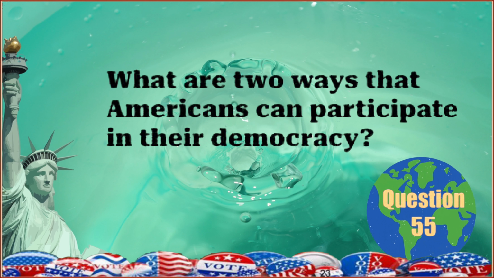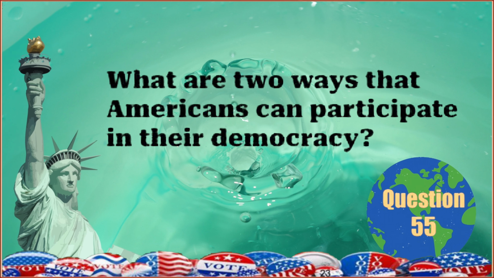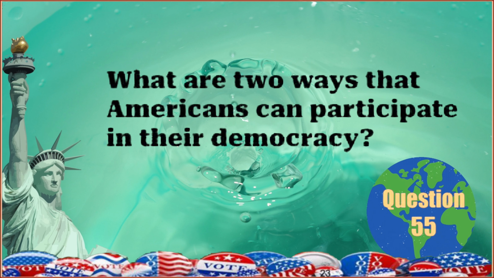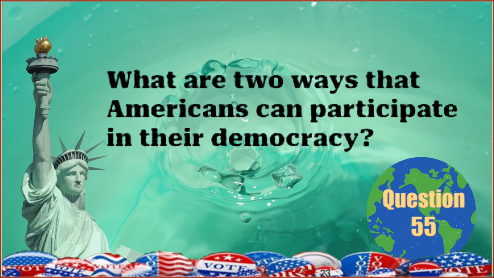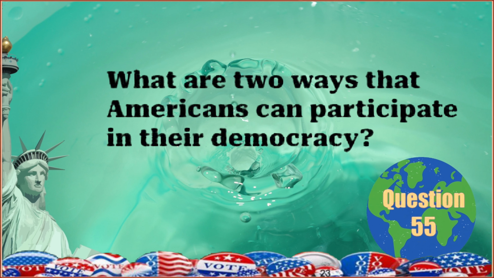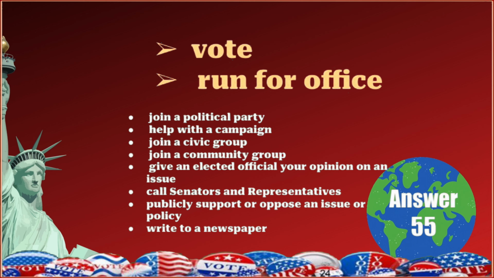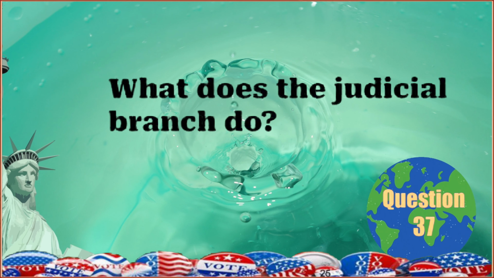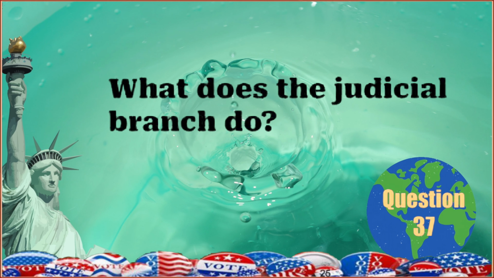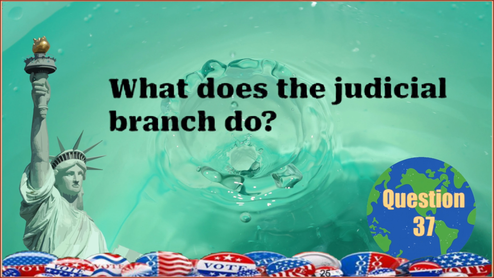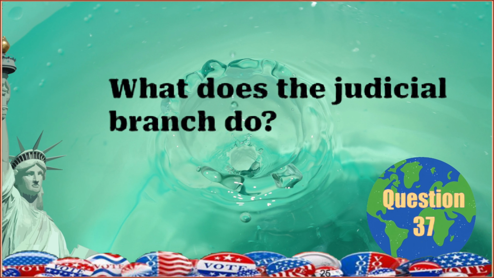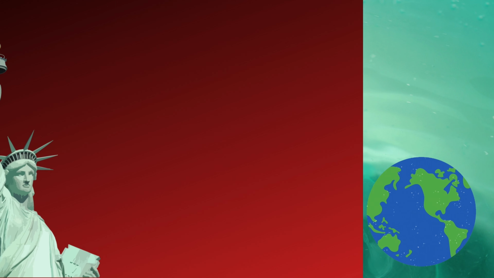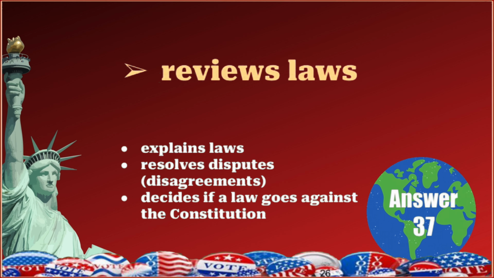What are 2 ways that Americans can participate in their democracy? Vote, run for office. What does the judicial branch do? Reviews laws.